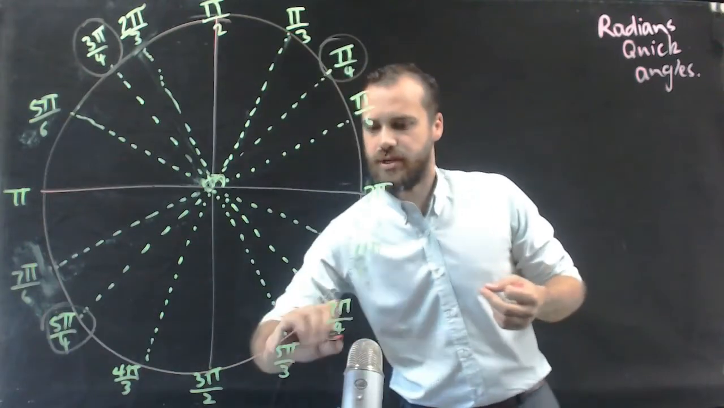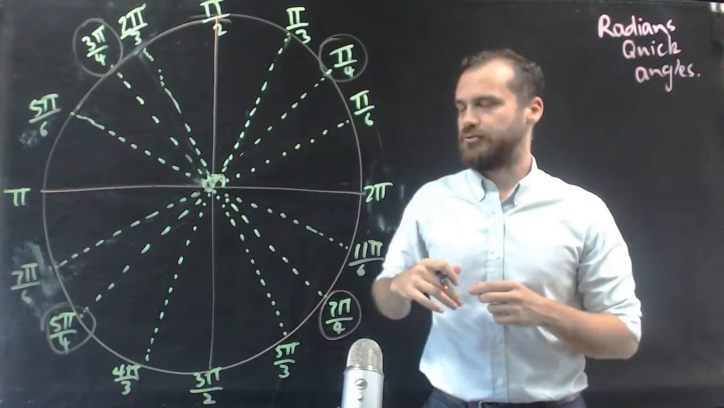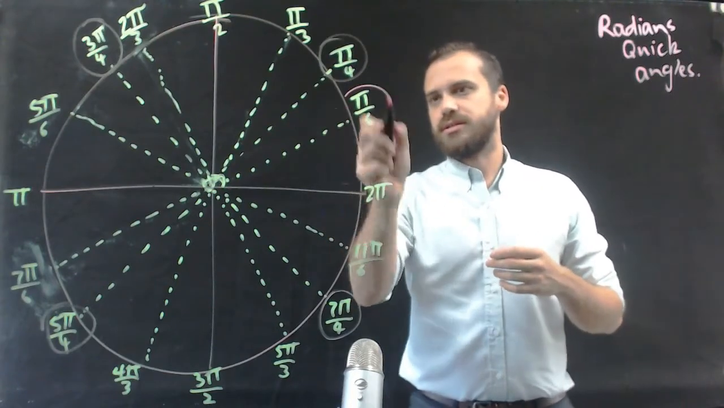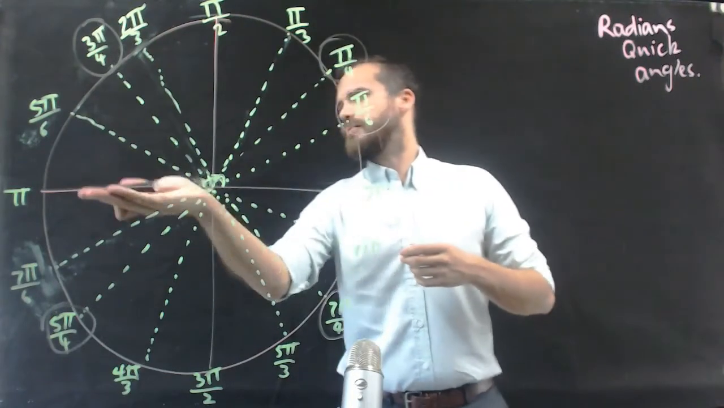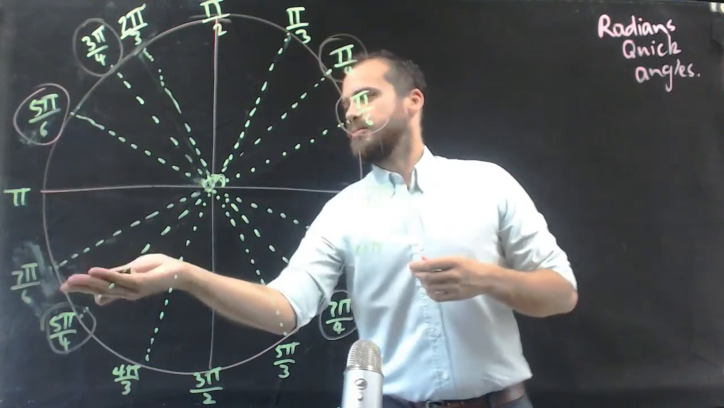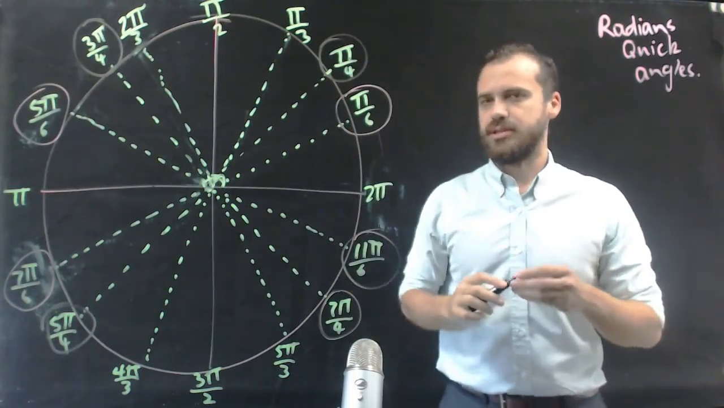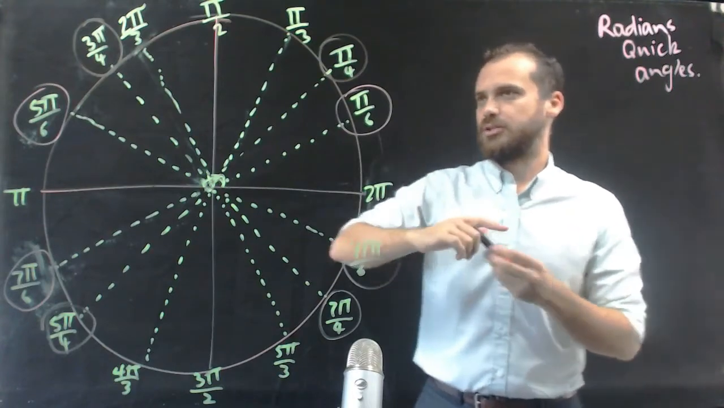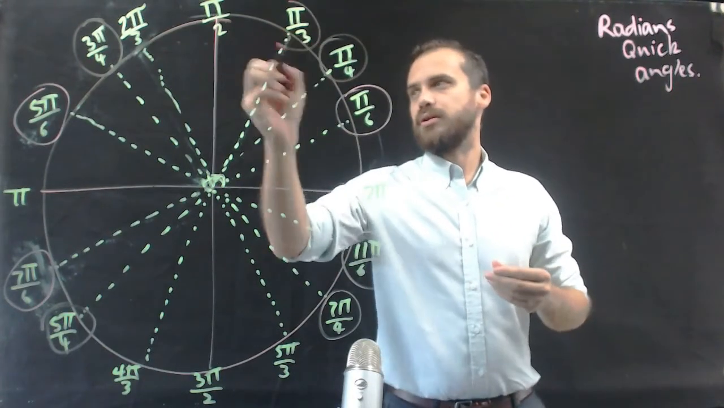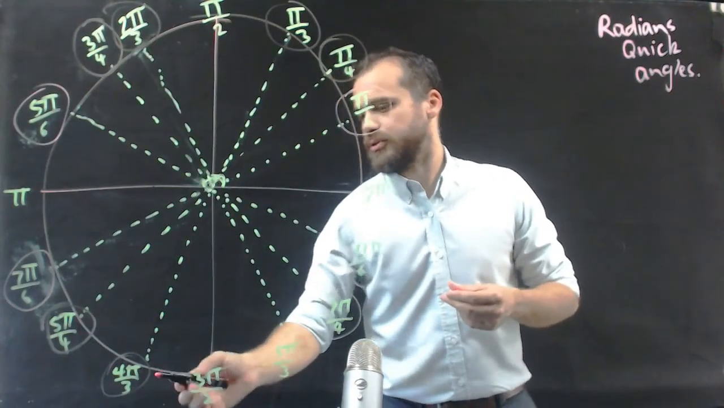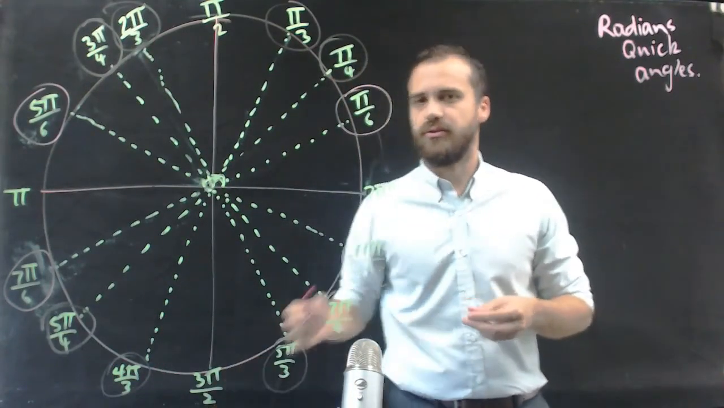Alright, so you can group these a little bit. They're your 45 degrees, all with a denominator of 4. Your 30 degrees, your denominators of 6, is plus 30, minus 30: 5 pi on 6, plus 30, 7 pi on 6, minus 30, 11 pi on 6. And finally, your 60 degrees: pi on 3, 2 pi on 3, 4 pi on 3, and 5 pi on 3.